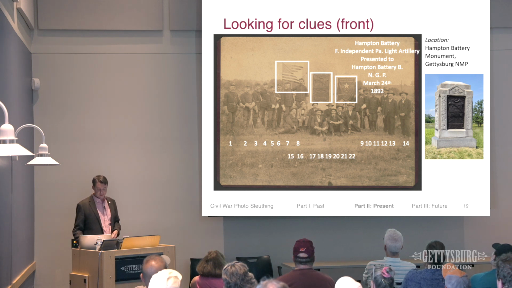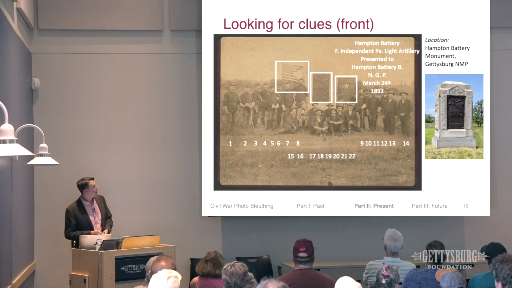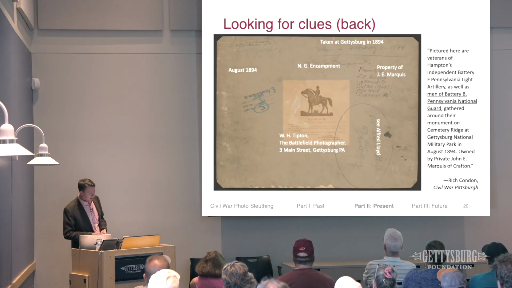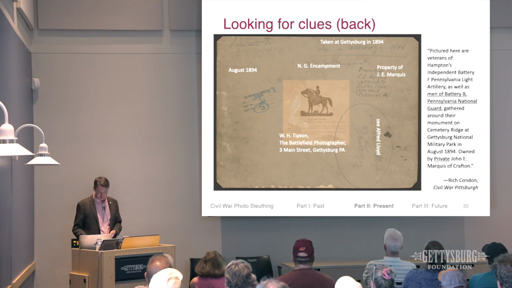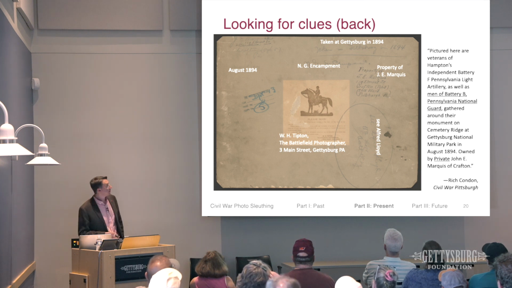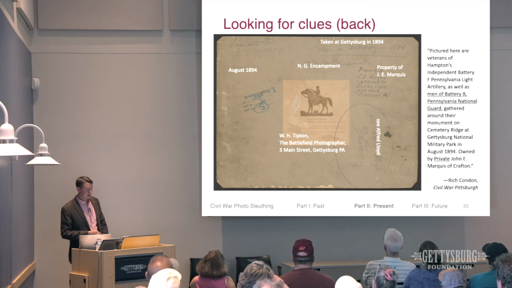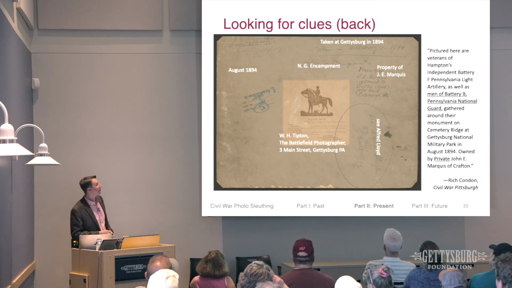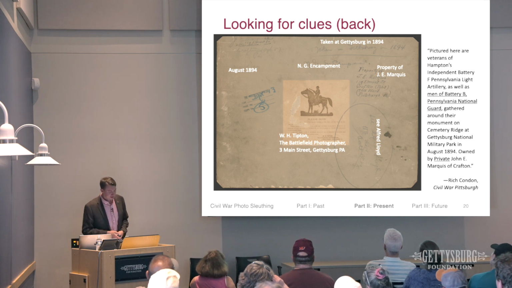And then we have these gentlemen underneath here, who, as we have mentioned, are not yet identified. On the back, there's a lot of really good stuff here as well. There's an inscription that says it was taken in Gettysburg in 1894. Great, mystery solved. Or is it?